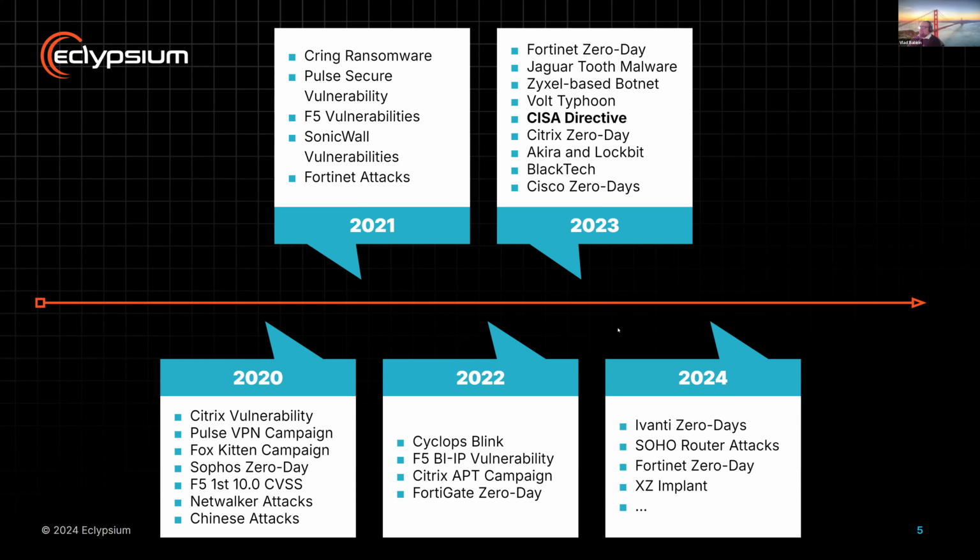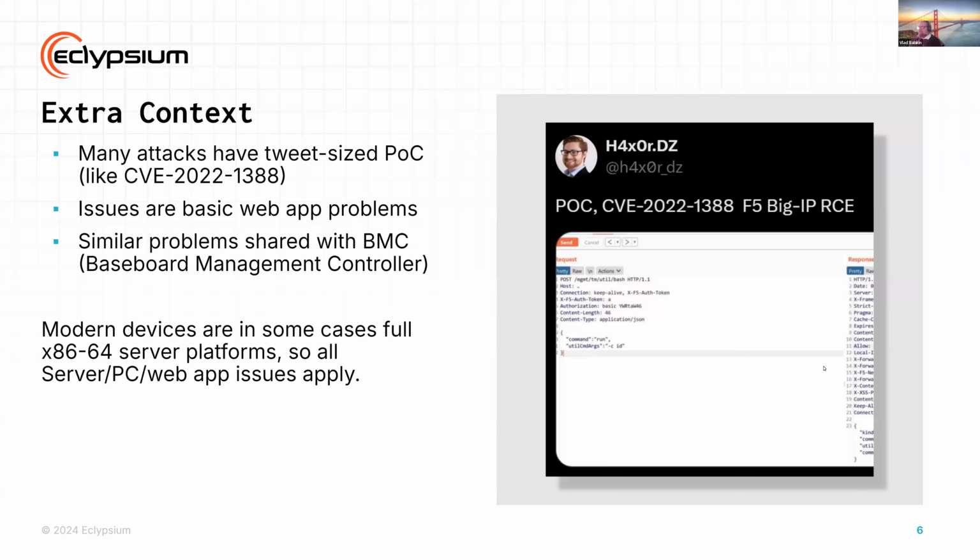You can think of the attack landscape as pre-SolarWinds and post-SolarWinds. And in the post-SolarWinds epoch, we do have to worry about network devices. And the point is, quite a few of the attacks are actually tweet-sized. So here's one.